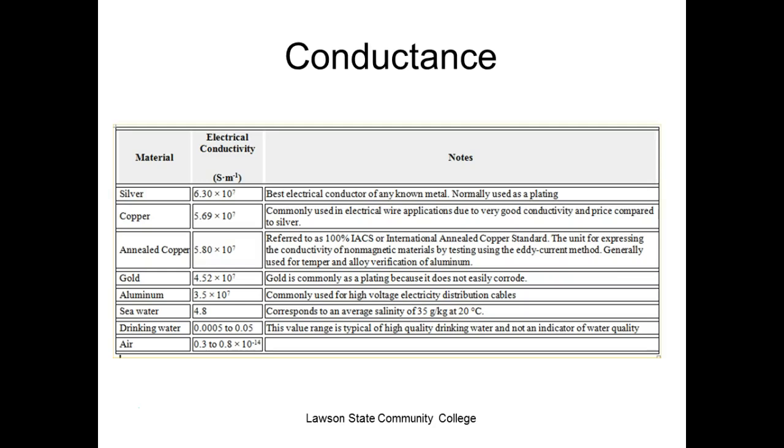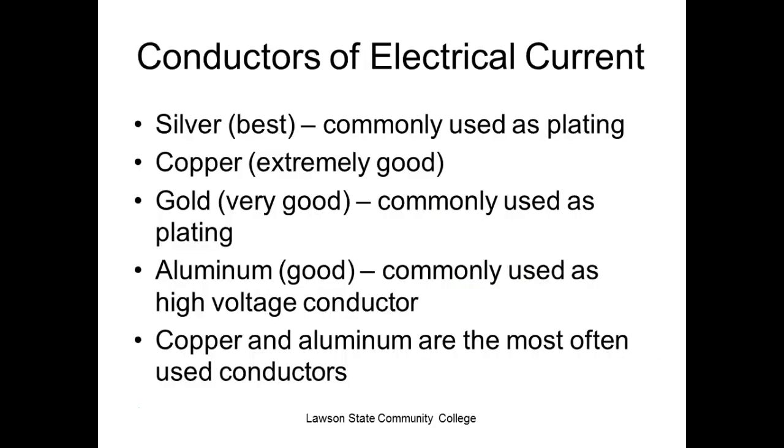Then they finally realized that they didn't need to do that because computers become obsolete pretty fast, right? You understand that, or what we call obsolete. So now they do a lot of silver, most commonly used as a plating. Copper is extremely good. Gold is very good, commonly used as a plating.